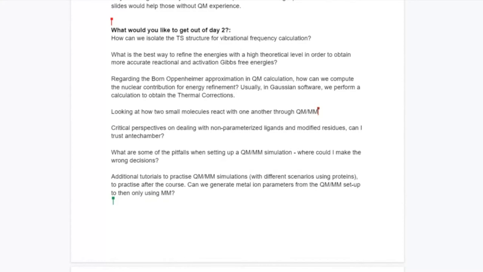Then, with regards to the chat, thank you, Emiliano. Just looking, I saw also another question that maybe can be interesting: can we generate metal ion parameters from the QM/MM setup to then use only MM? First of all, in principle, yes.